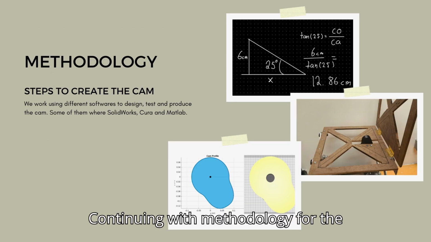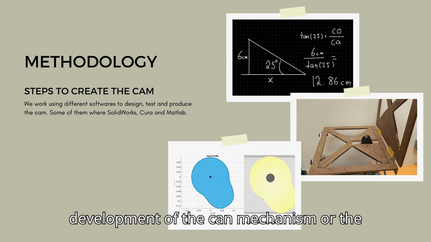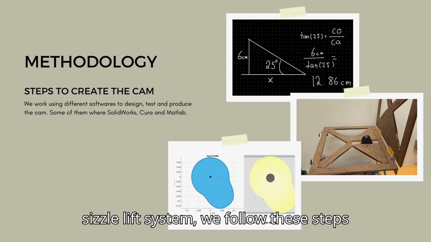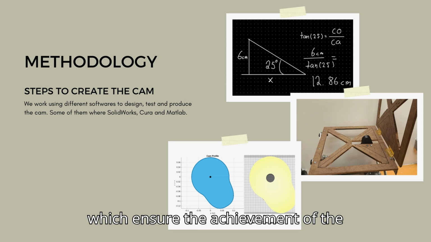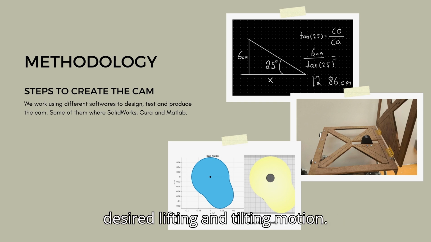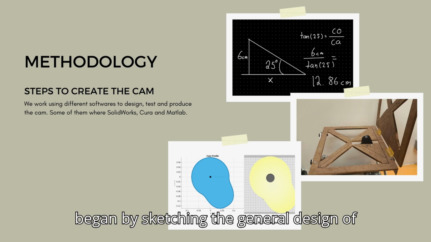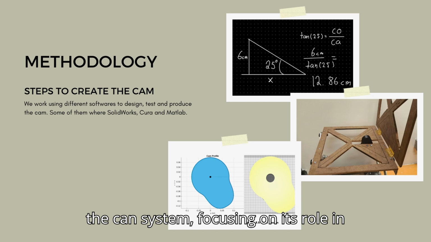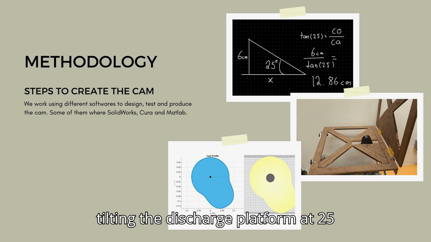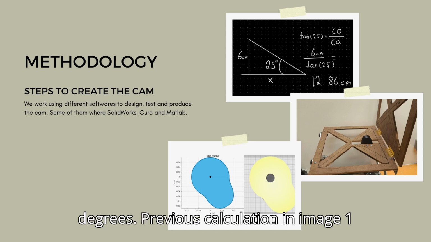Continuing with methodology, for the development of the cam mechanism or the scissor lift system, we follow these steps, which ensure the achievement of the desired lifting and tilting motion. First, the initial sketches. The team began by sketching the general design of the cam system, focusing on its role in tilting the discharge platform at 25 degrees.